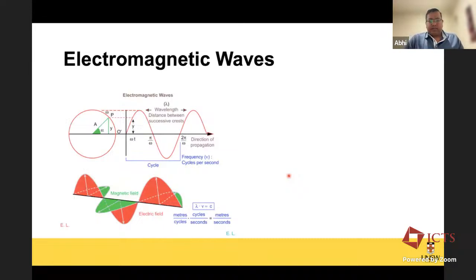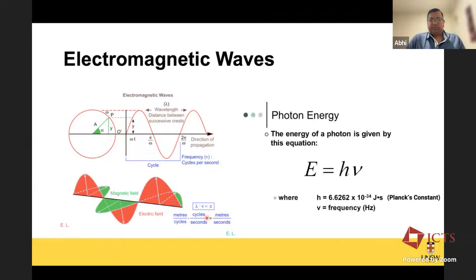Coming to electromagnetic waves, this figure shows basically how the electromagnetic waves propagate. You can see you have the magnetic field and the electric field in parallel to each other. You have the speed defined as lambda times the frequency. So you can see lambda is the wavelength of the wave. That's the distance between two successive crests as shown here. And the speed is basically calculated in meters per second.